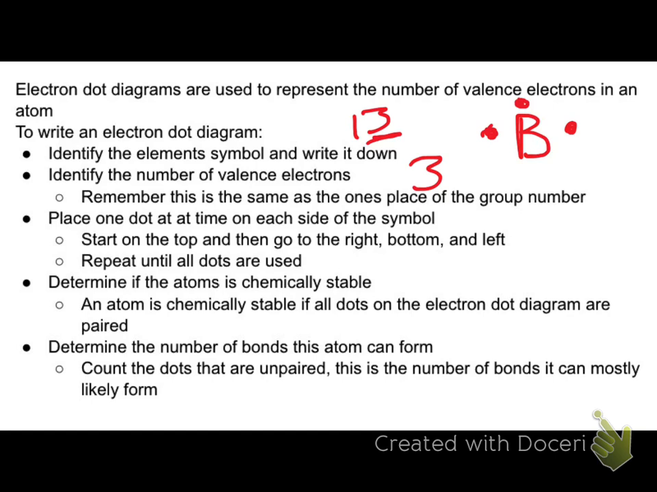I look at this. Is this atom stable? No. It's very unstable because it has no pairs, right? So how many bonds is it going to form? 3. It's going to try and pair up each of its unpaired electrons. So it's going to form a total of 3 bonds. And that will help it be stable.